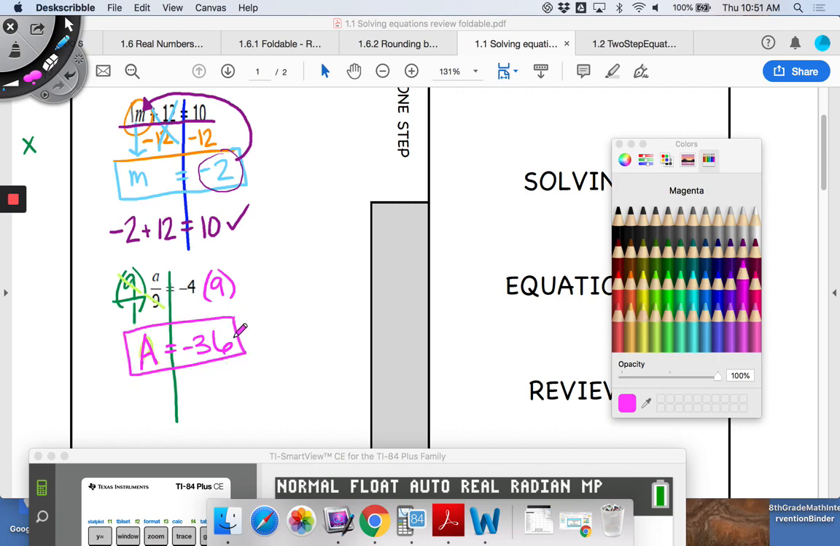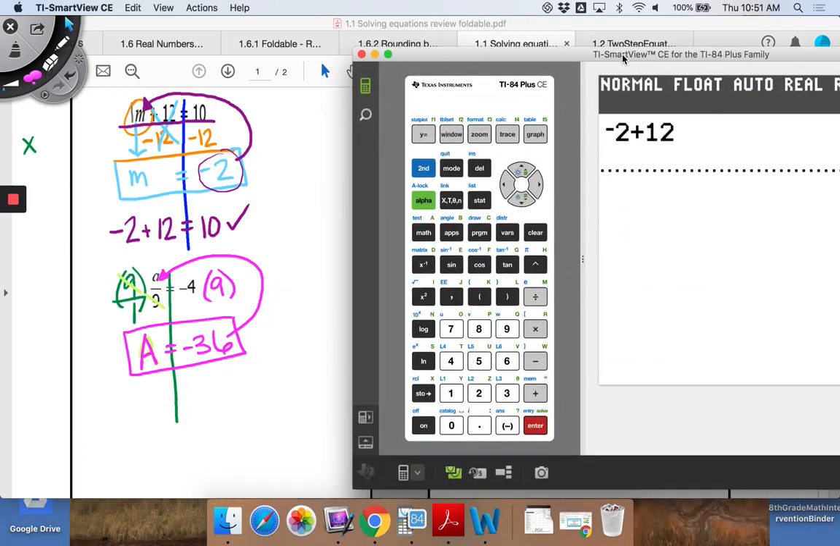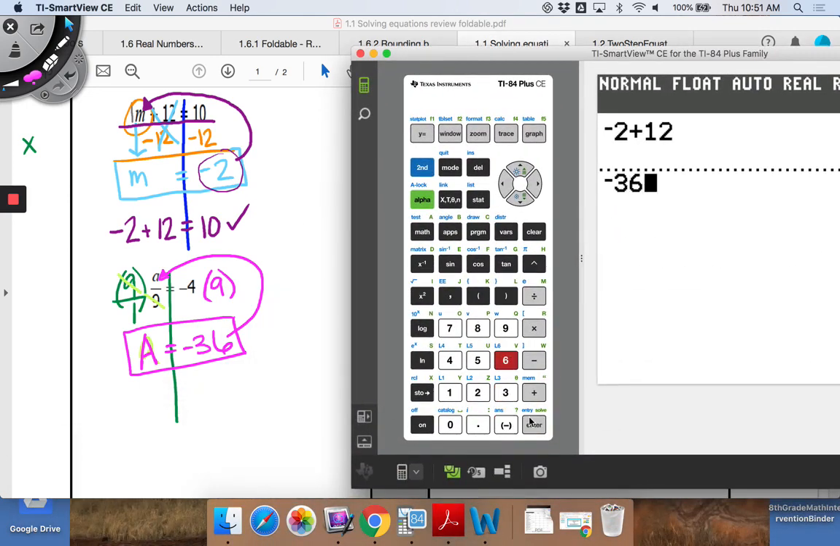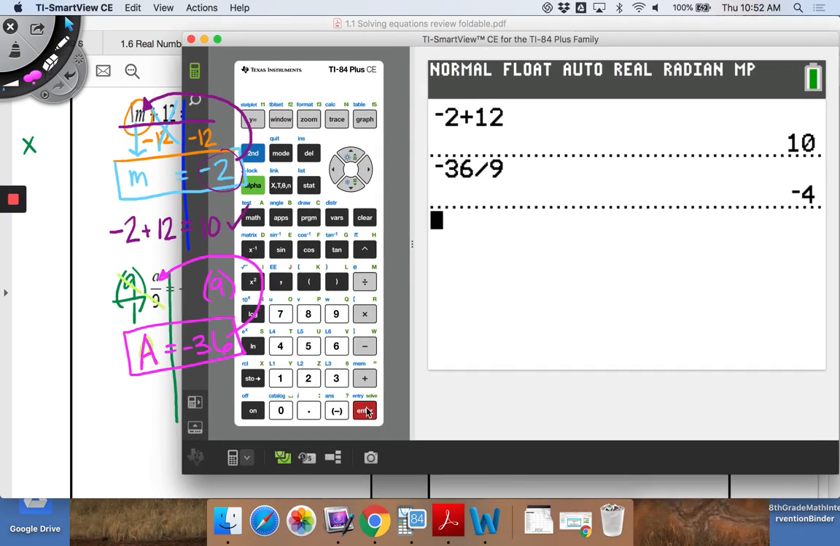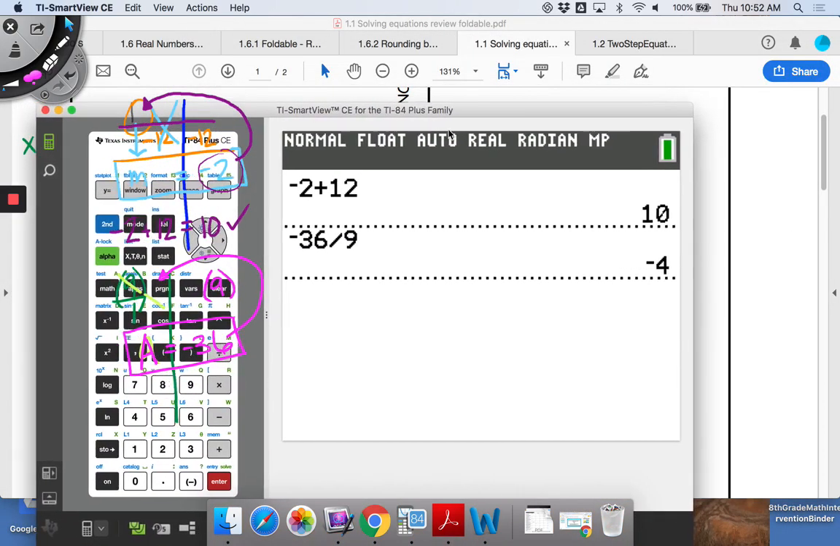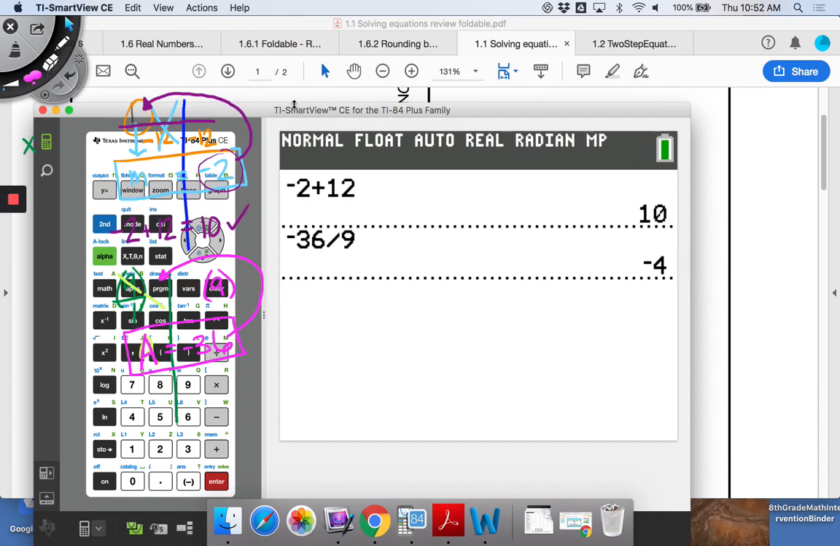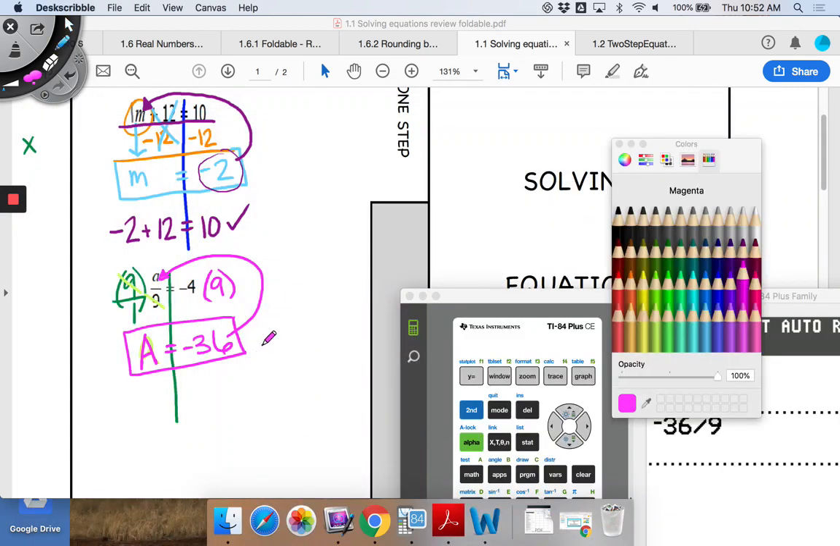But like I said, we could check that pretty quickly by plugging that back into A. So we could, on our calculator, type in negative 36 divided by 9, except I put a 7 instead of a 9, divided by 9. So I did it into the original equation, and when I click enter, guess what I want it to equal? Negative 4. Does it equal negative 4? Yes. So we checked it. We know we're right. We're good to go.